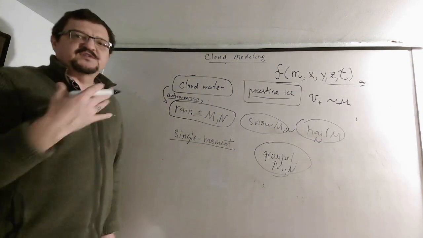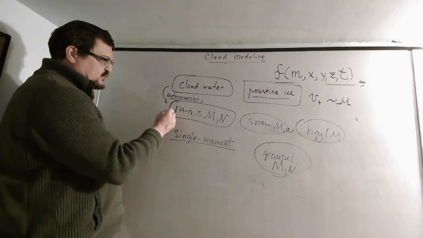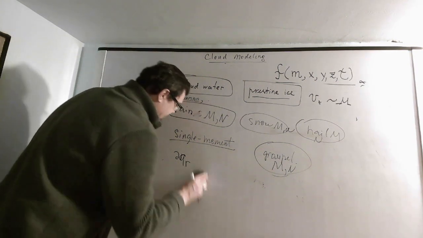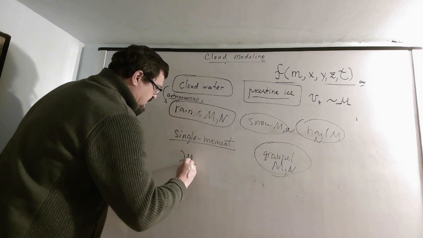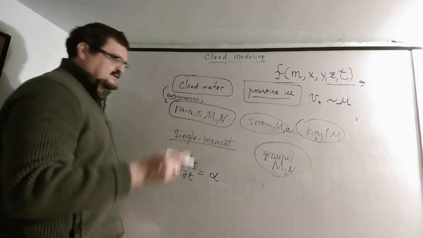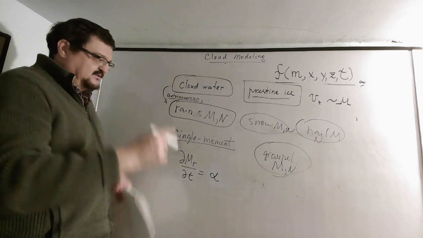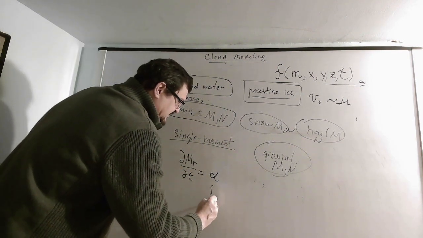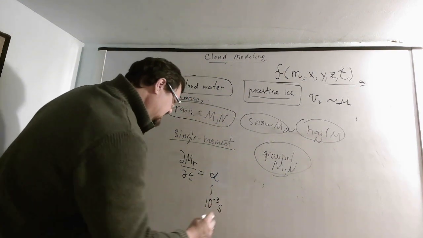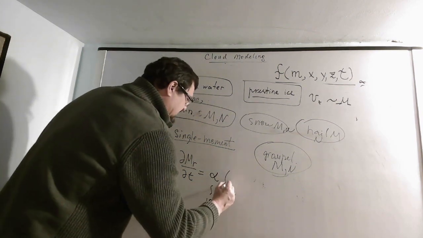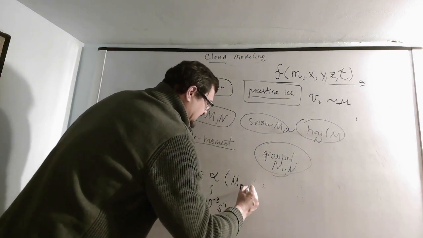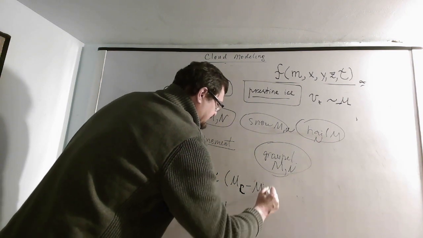One of the first ad hoc ways to do autoconversion is just to say that the rate of rain creation, say this is mass of rain, equals some coefficient alpha, which you prescribe ad hoc, a typical value is like 10 to the minus 3 seconds inverse, times mass of cloud water minus some threshold cloud water, which you prescribe.